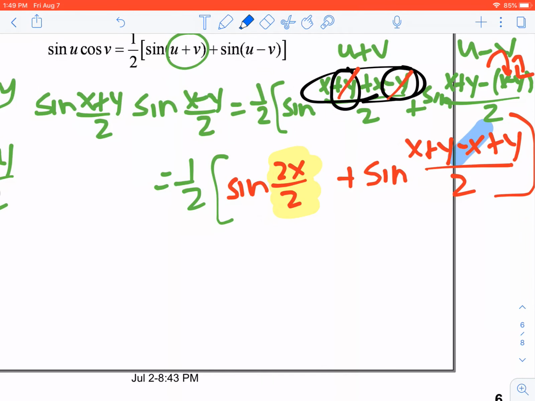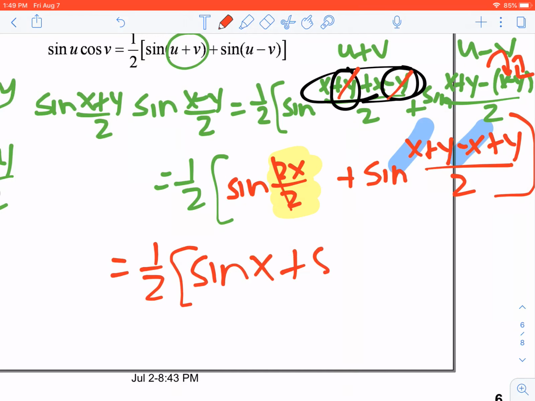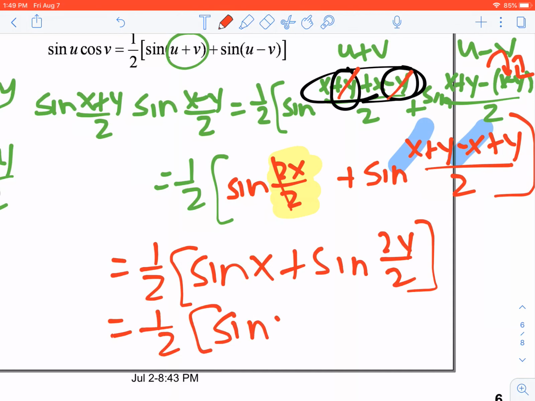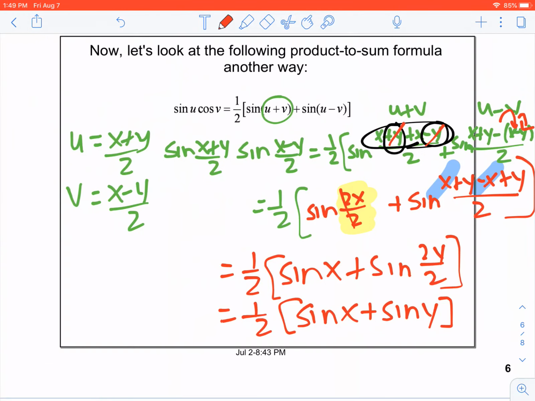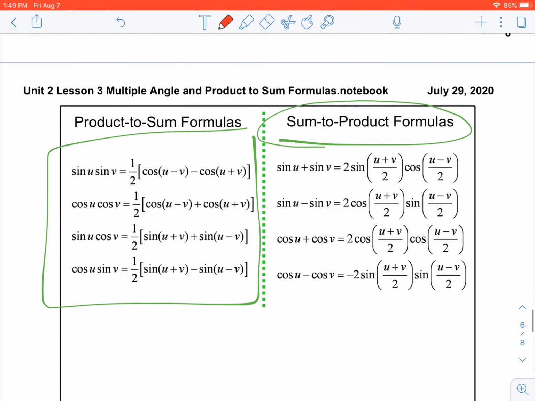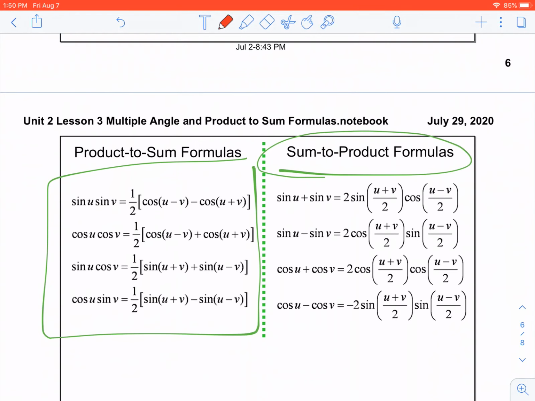So the negative x and the x will cancel. So I will have the sine of x plus the sine of 2y over 2. And so this is how we derive 1/2 sine x plus sine y. Again, I just did one, but that is how we get the sum to product formulas.